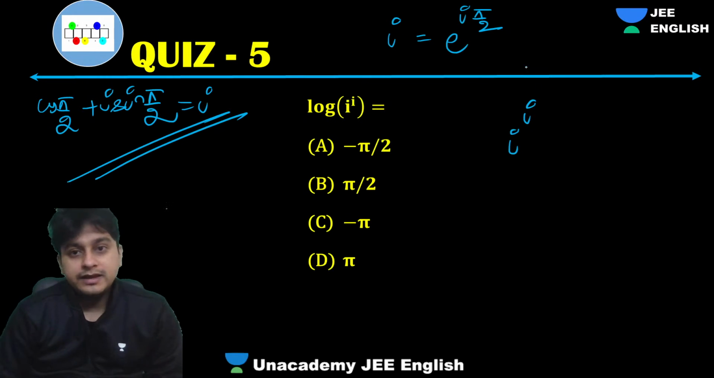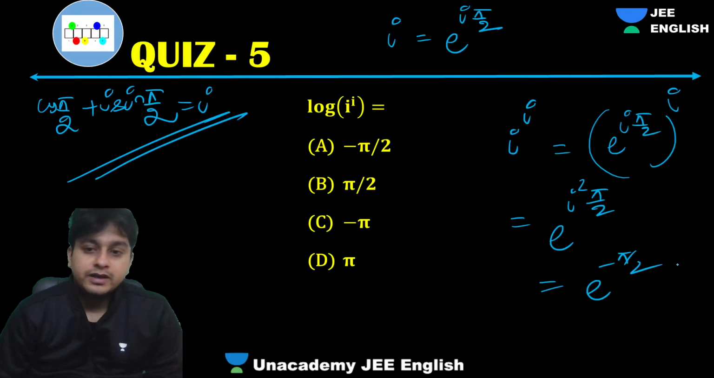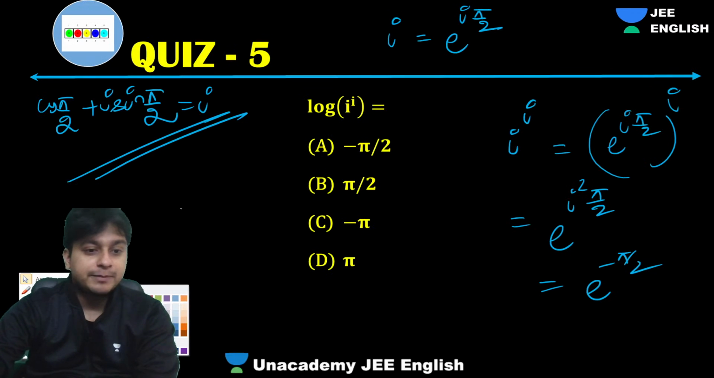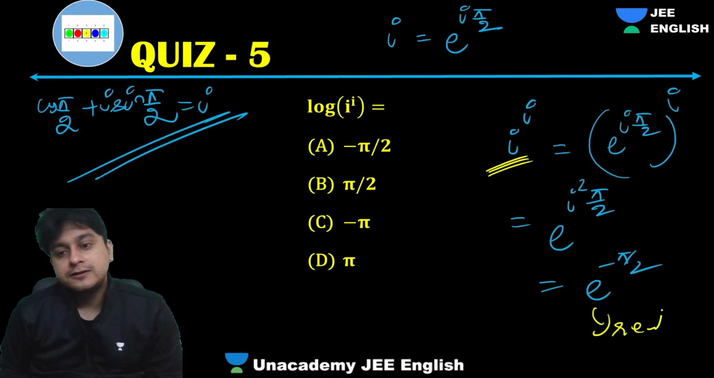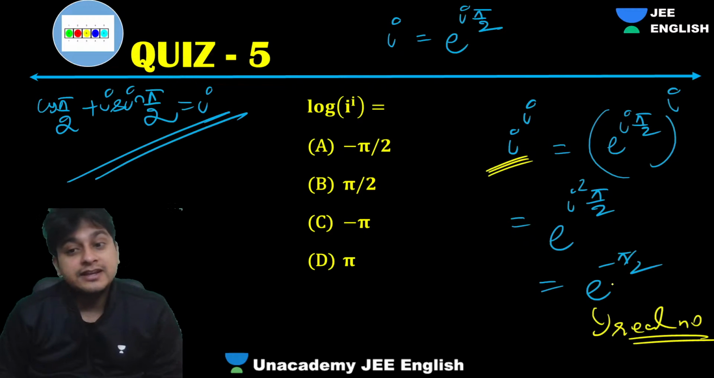So what will be iota power iota? E power I pi by 2, whole power iota. That will be e power I square pi by 2, which is e power minus pi by 2. Now that is a very good question as well, guys: iota power iota is real. That's an amazing thing, that iota power iota is a real number.